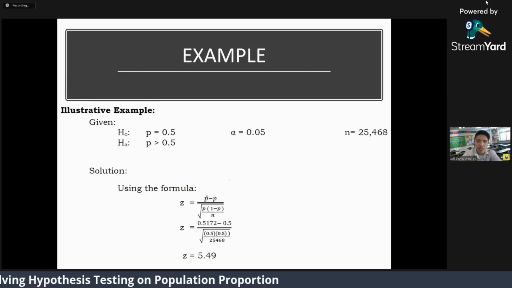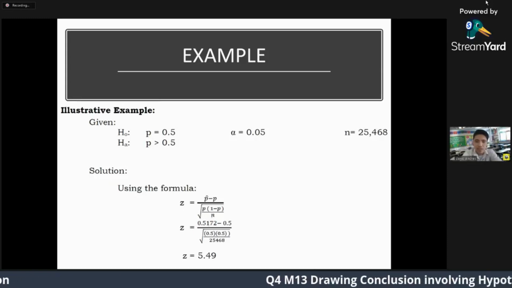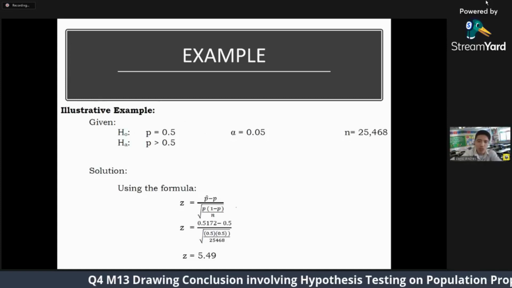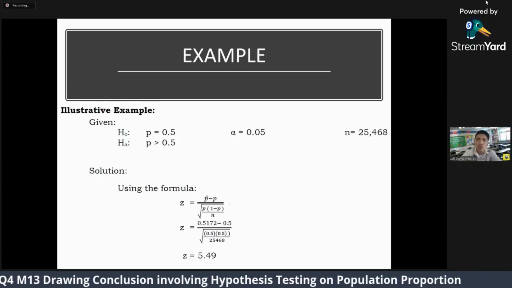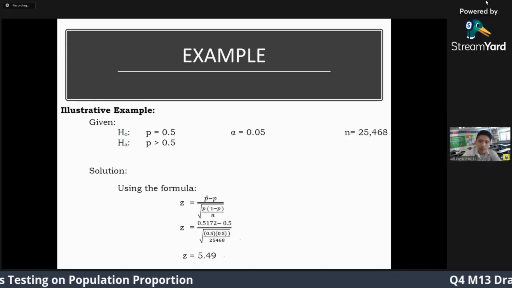Using our P hat, where does P hat come from? Actually, it is given. Say, for example, it is given. The point here is how to decide using the p-value approach. So, we got the Z of 5.49.